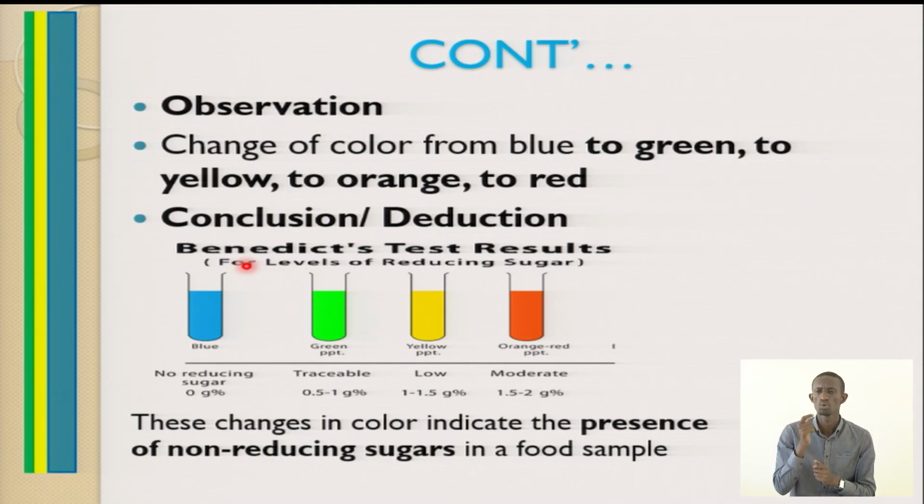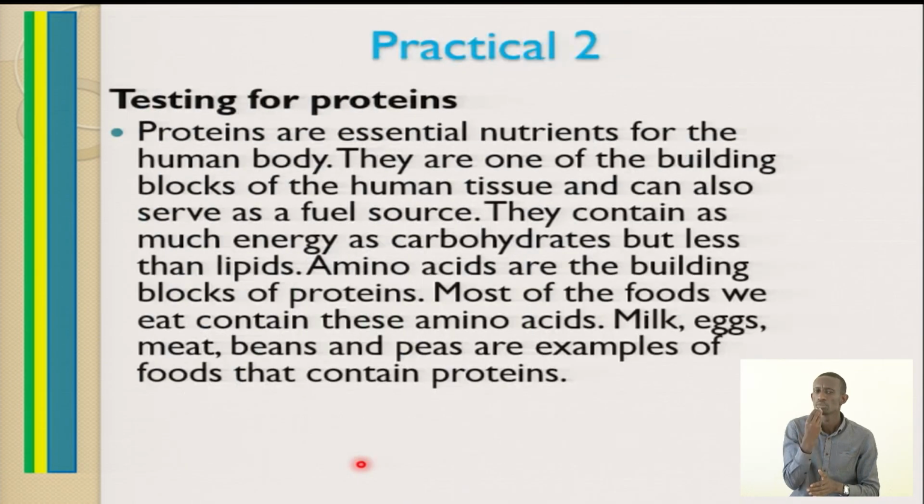It is used for testing reducing sugars as well as non-reducing sugars. You can see this is a non-reducing sugar. The color changes from blue to green to yellow and finally to an orange or red precipitate, depending on the amount of glucose present. These changes in color indicate the presence of non-reducing sugars in the food sample.